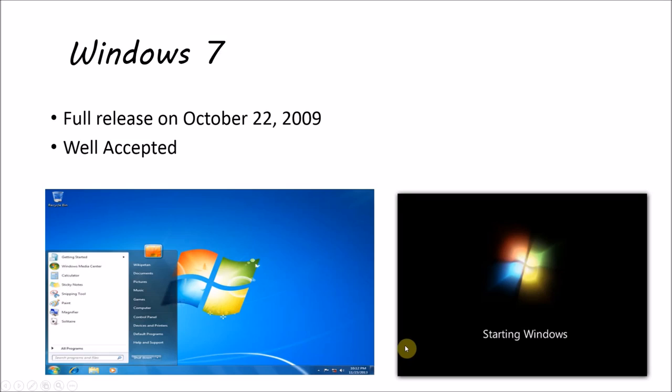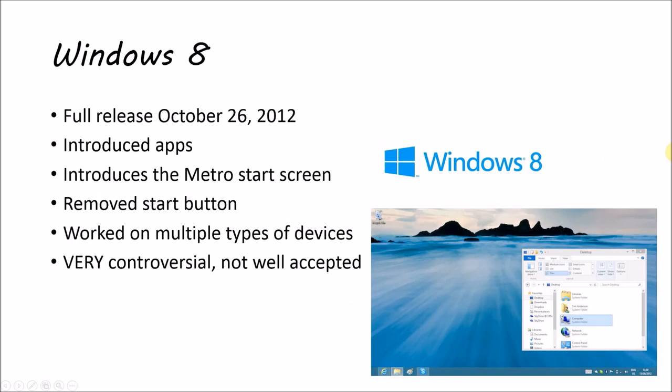So when you turn your computer on, there's like a little starting screen that comes up, and this is it right here. Now, since Windows 7, there's Windows 8, which was released on October 26th of 2012. It introduced apps. Now, apps are these kind of like small programs, like you would run on a phone. They also introduced the Metro Start screen, which instead of a start menu, you had a screen.